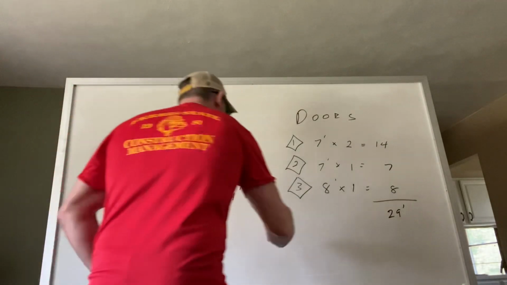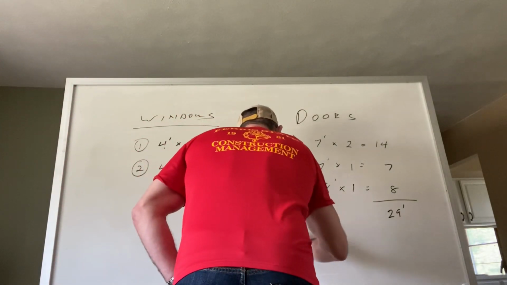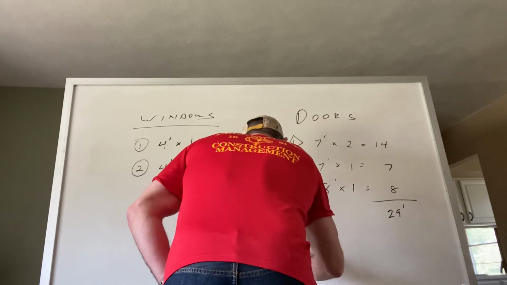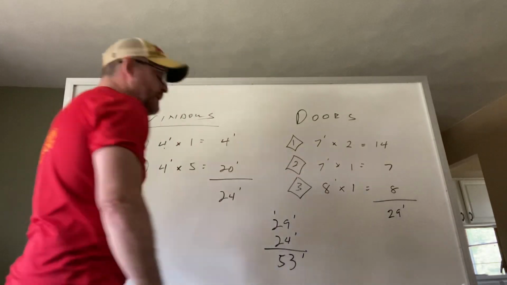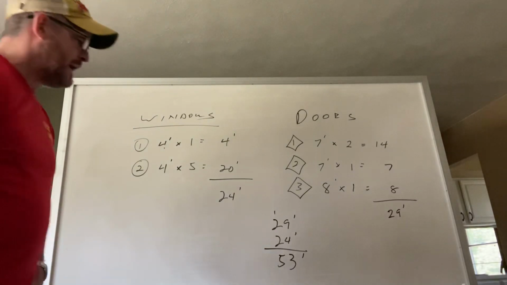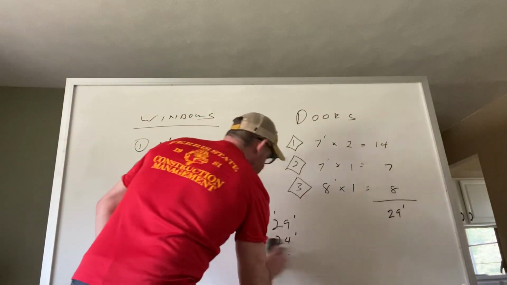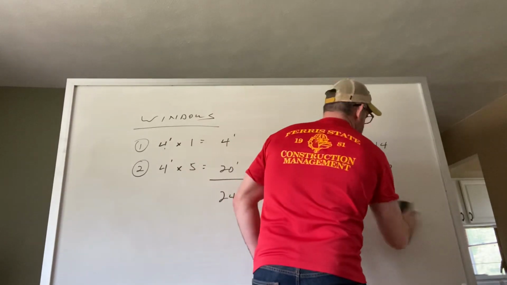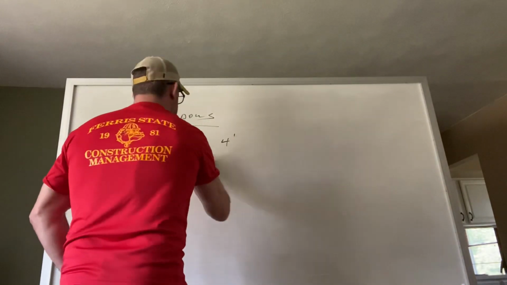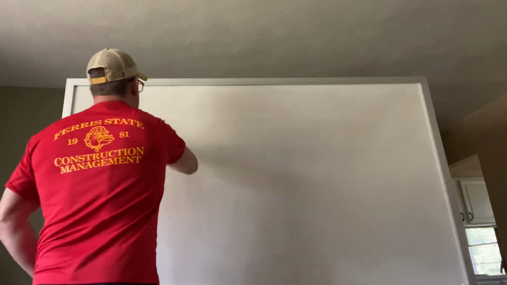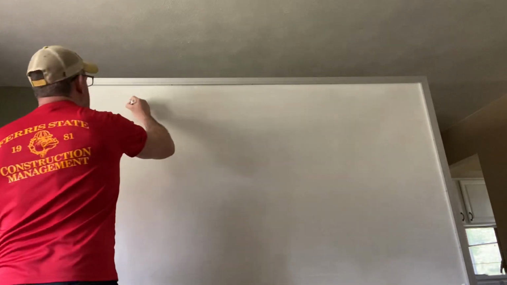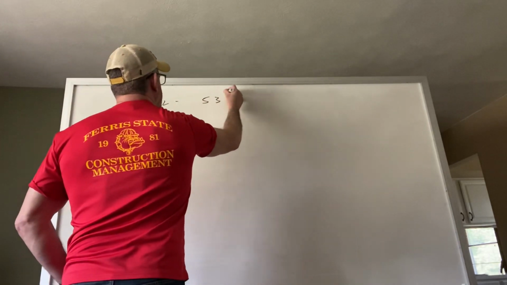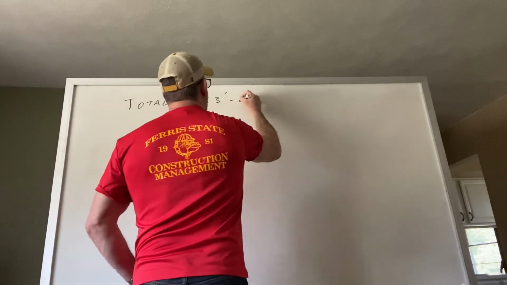Okay, so now I'm going to add those two numbers together. 29 feet plus 24 feet. So I have a total of 53 feet for my openings. That's what I need. A total of 53 feet for my openings.